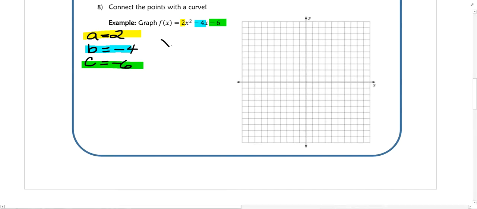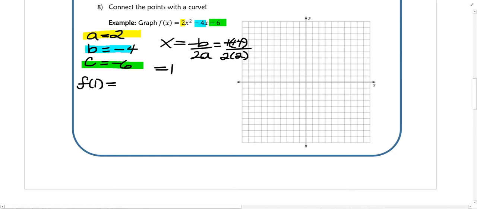So our formula for the vertex is x equals negative b over 2a. So plugging in our numbers, we have negative, and then b is negative 4. So those two negatives are going to turn into positives, over 2 times a, which is 2. So we have positive 4 over positive 4, which gives us 1. So now we have to find the y-coordinate, or in this case we're using f of x notation, but it's the same idea. So we need to plug in f with 1.